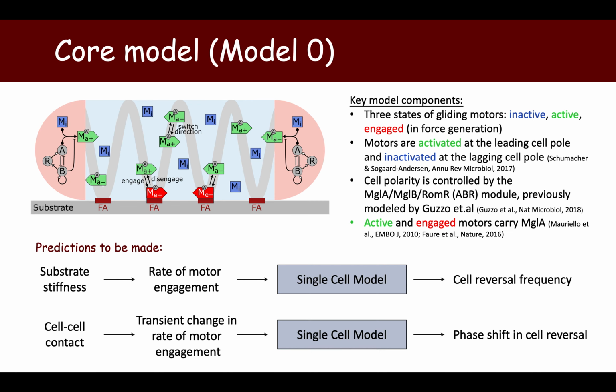Here I'm showing you the core model that is a basal model in our study. We have several key components listed by the side of this model scheme. I don't have time to explain all these details, but most importantly, the model integrates the dynamic of the gliding motors with an existing model for the cell polarity control published by Martin Howard and Tai Miao.